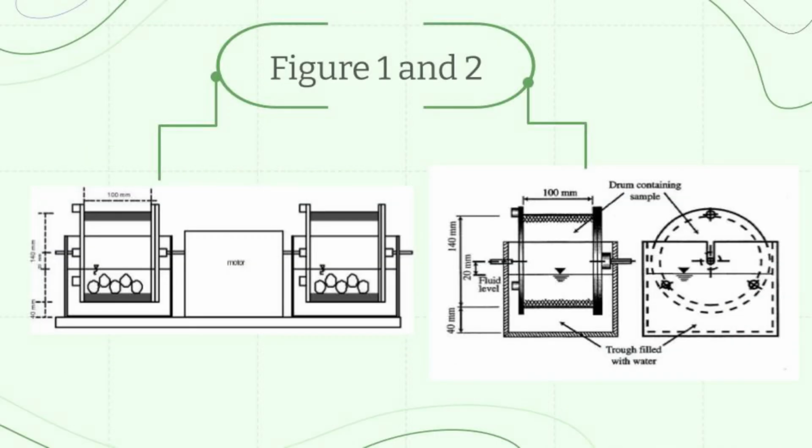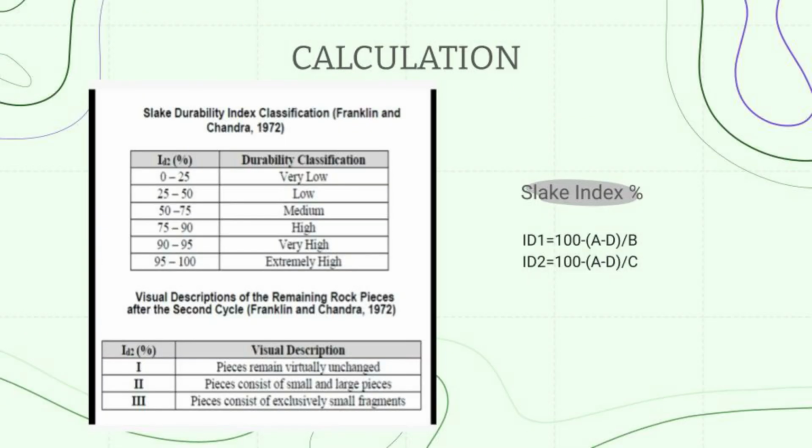So, from figures 1 and 2, we can see exactly how the slake durability test is conducted. We can see that the drum containing the sample is rotating inside the tank that is filled with water. Next, we can use the data that we get from this test to calculate the slake index percentage.